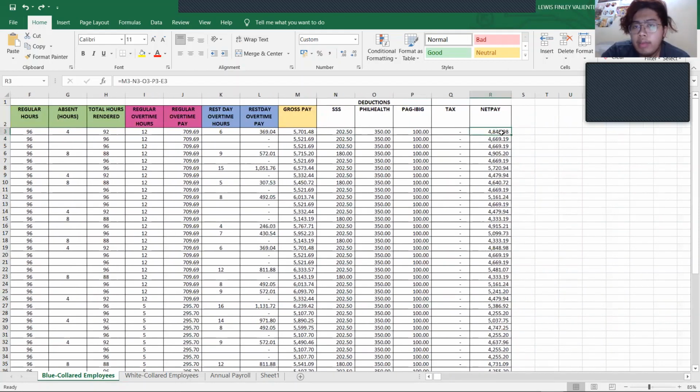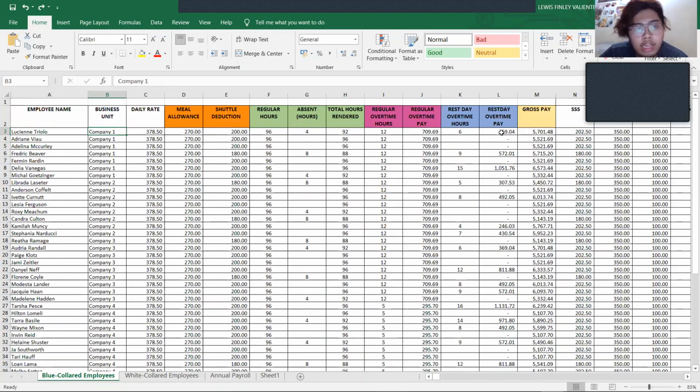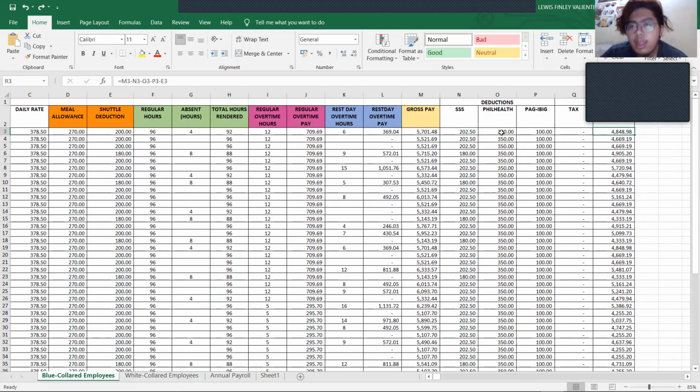And for the net pay, we need to add first Pag-ibig, PhilHealth, SSS, and the shuttle deduction, and then subtract it from the gross pay. And that's how you compute the payroll of a blue-collar employee.